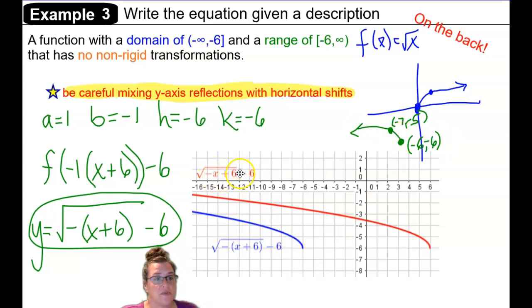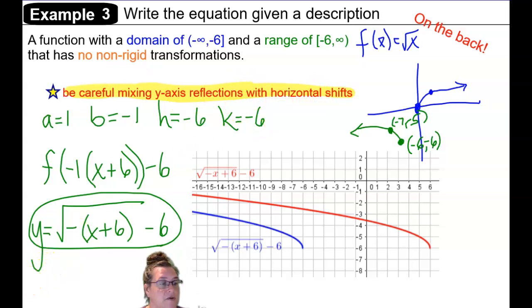Now, if I didn't put those parentheses around that x plus 6, then I would have this red graph, and notice that's going to the right 6 units, not to the left. So leaving off those parentheses does not produce the same outcome. Those parentheses have to be there, right? Otherwise, if you wanted it to make this blue graph, you'd distribute, have negative x minus 6, and then that wouldn't be in transformation form anymore, but it would still produce this blue graph. Okay, so you would be really careful mixing your y-axis reflections when you have horizontal translations.